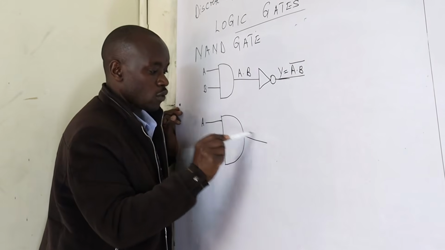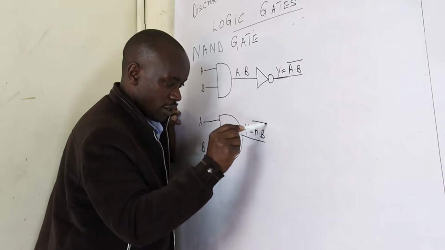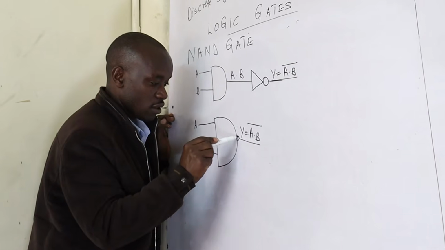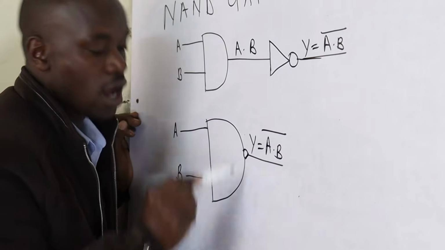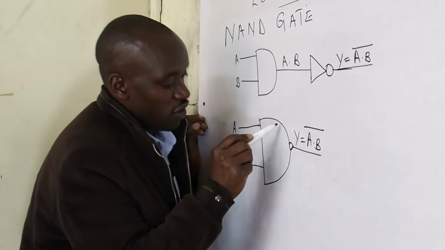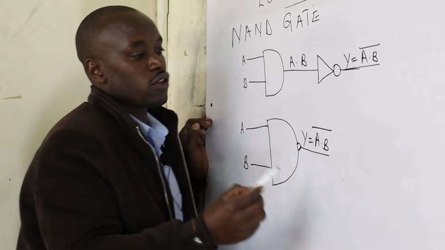So our output Y, we have agreed, is A dot B bar. There should be a negation here, sorry, to show that we ANDed, then passed through a NOT gate. So it will be A dot B, which is the AND gate, then negate, and carry the symbol of a NAND gate. How is the truth table?